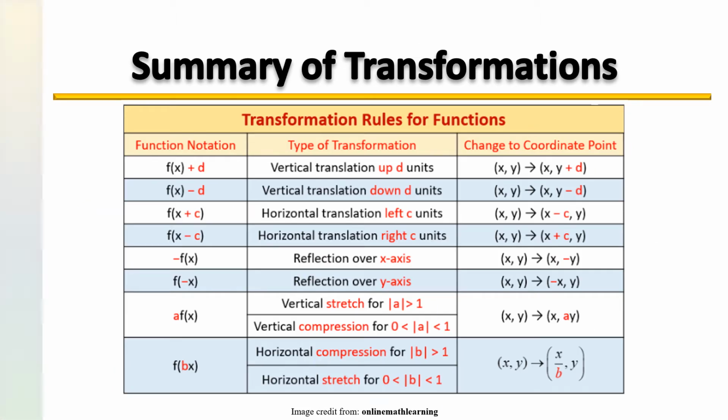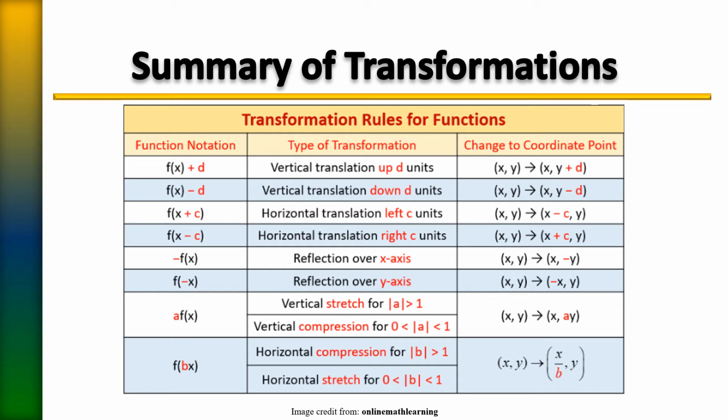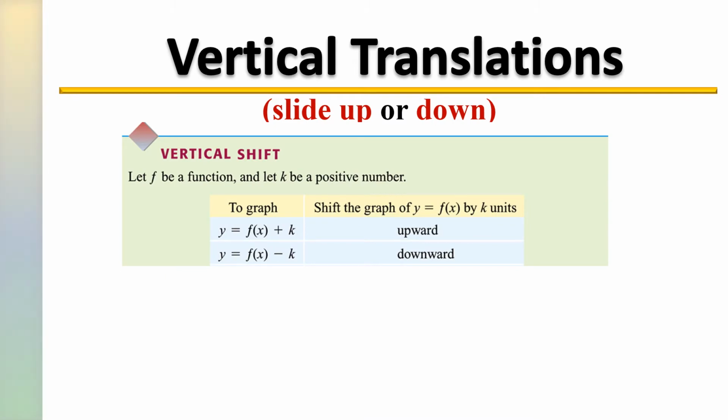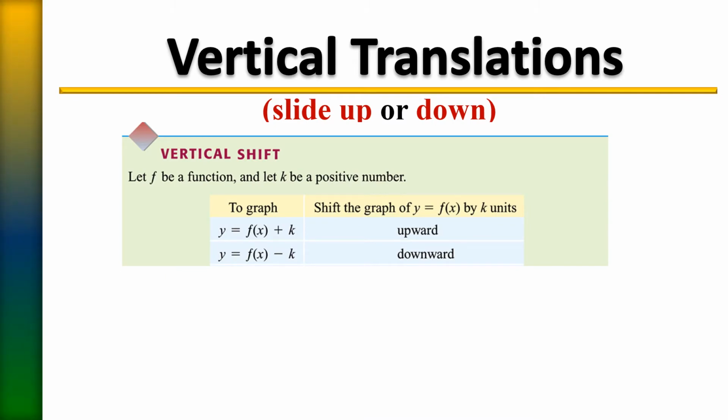And here is a summary of the transformation rules. Let's begin with a vertical translation. A vertical translation is a slide up or down. So if you have the function and you notice in the back you have a plus some number, that means the graph of that function will shift upward. If you see a minus some number behind the function, that means the graph of that function will shift downward.